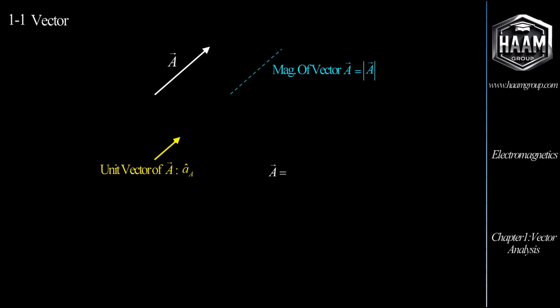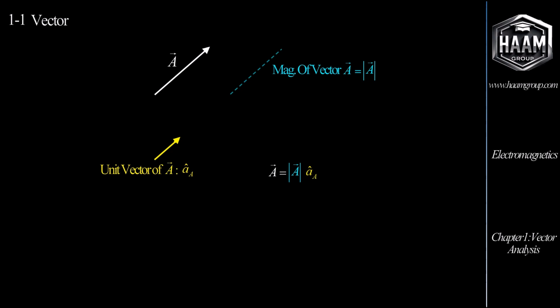Using this definition, we can express vector A as the product of its magnitude and its direction. So A would be |A| times A-hat. This is the standard way we represent a vector in physics and electromagnetics.